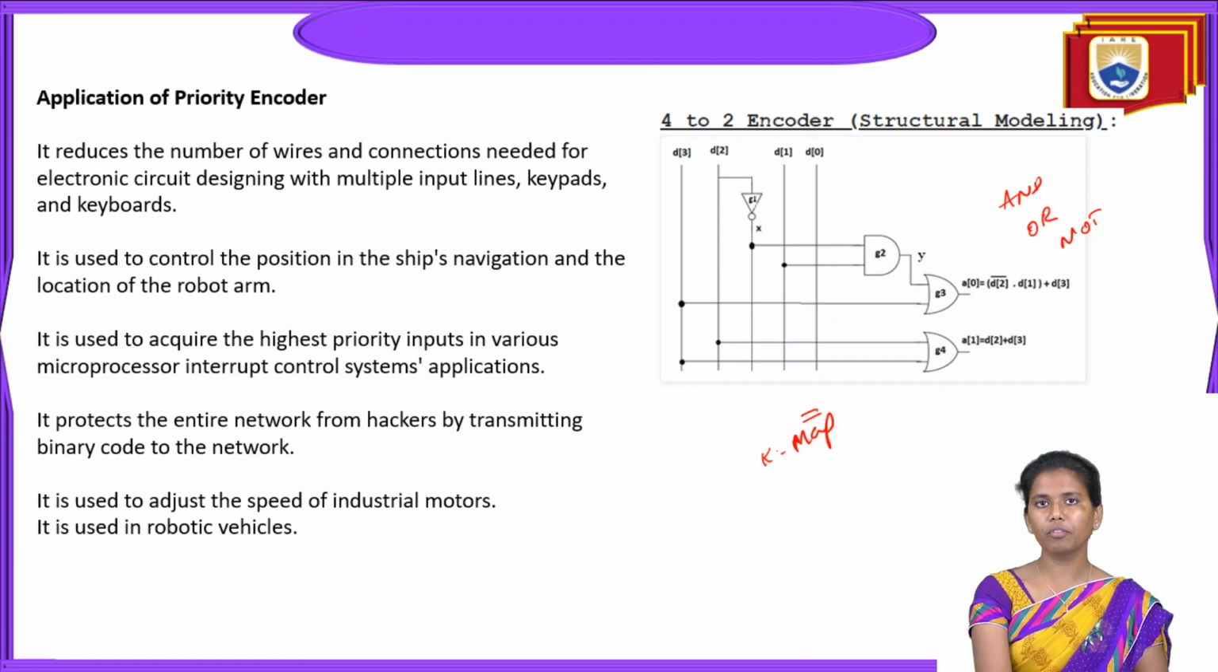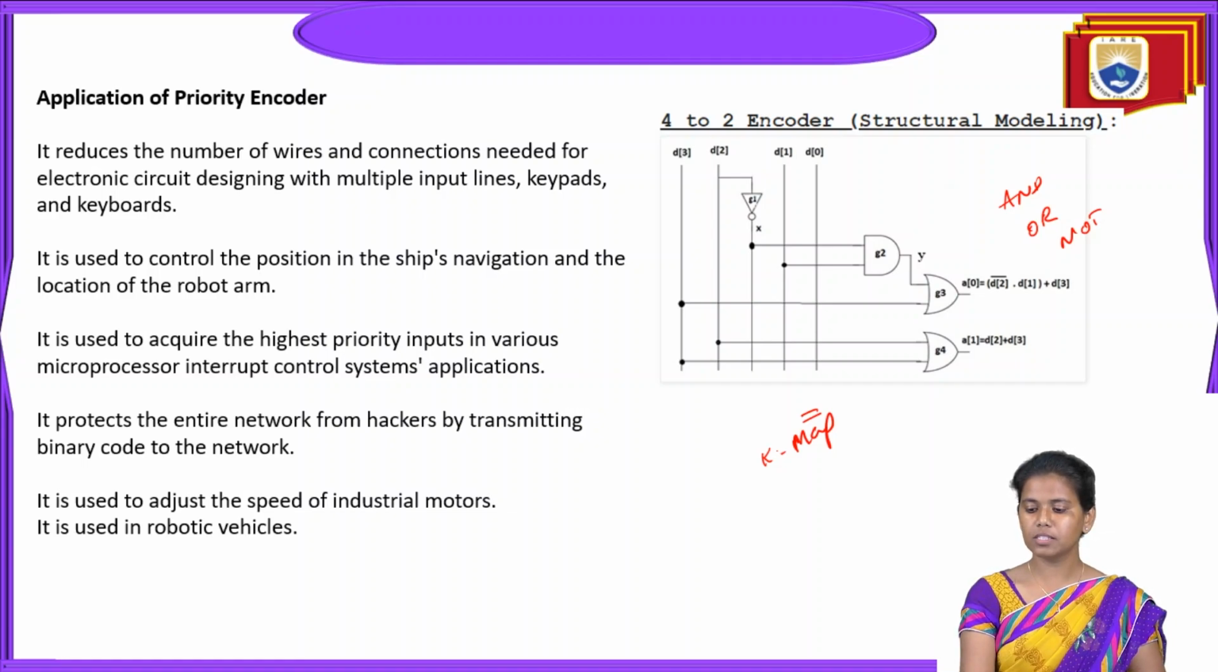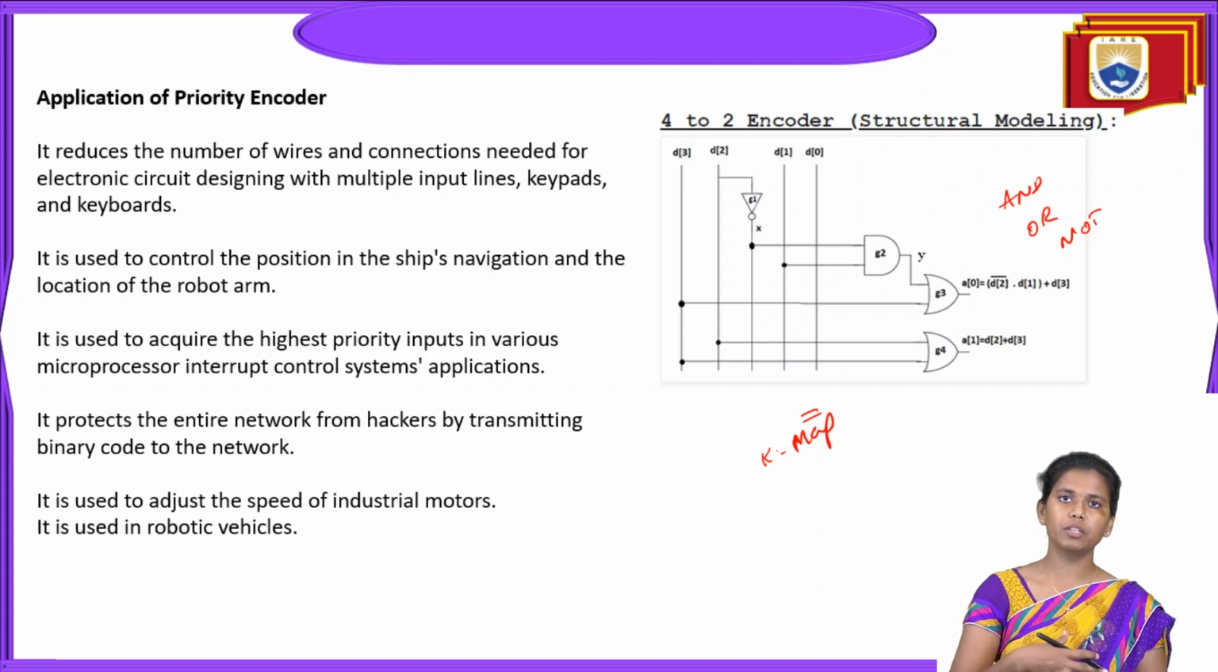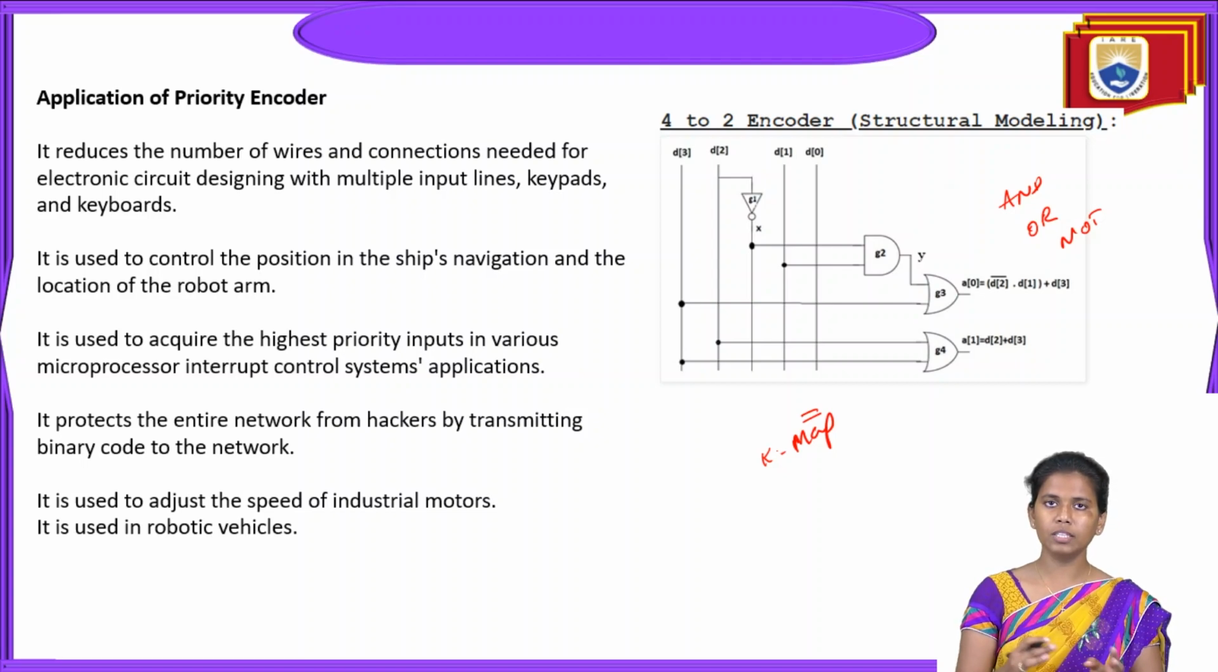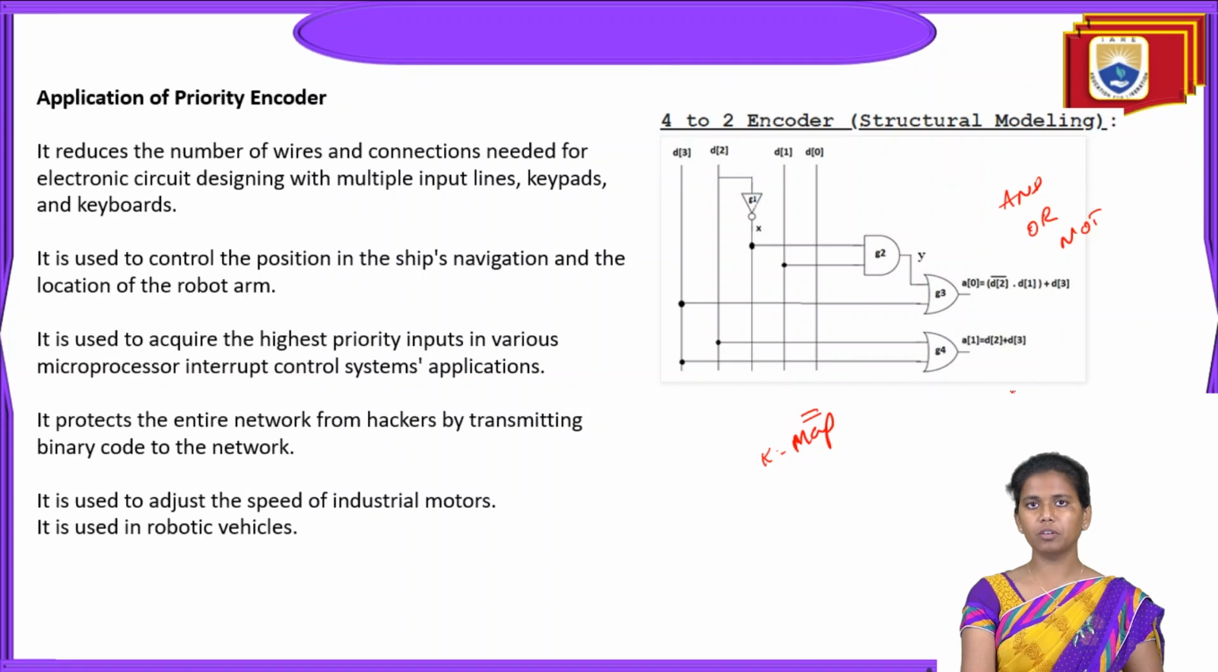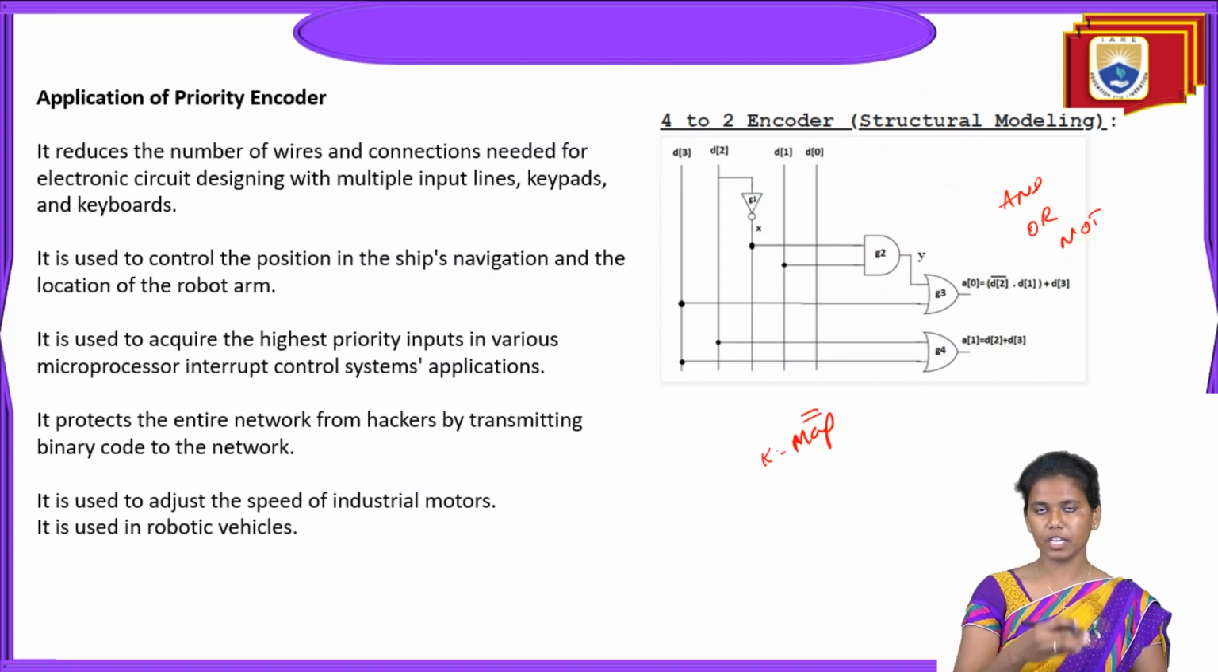Before going to the applications, if you observe here, this is a circuit diagram, structural modeling. This structural modeling we have got from the truth table, and the structural modeling is observed from the Karnaugh maps, and the Karnaugh maps are observed from the truth tables. They are all interrelated, interconnected to each other. So the structural modeling of this 4x2 encoder, with the 4 inputs and the 2 outputs, is drawn with the help of the gates that you consider based on the expressions from the Karnaugh map.